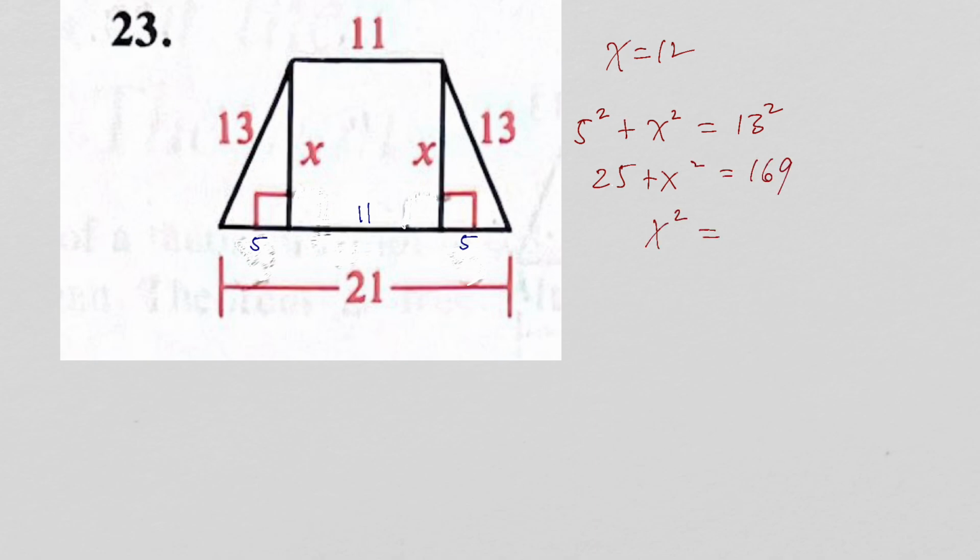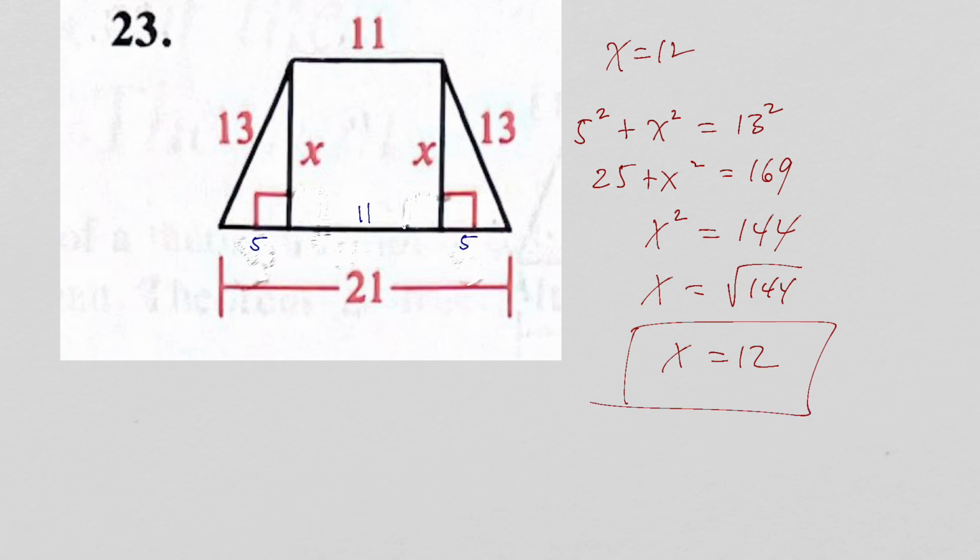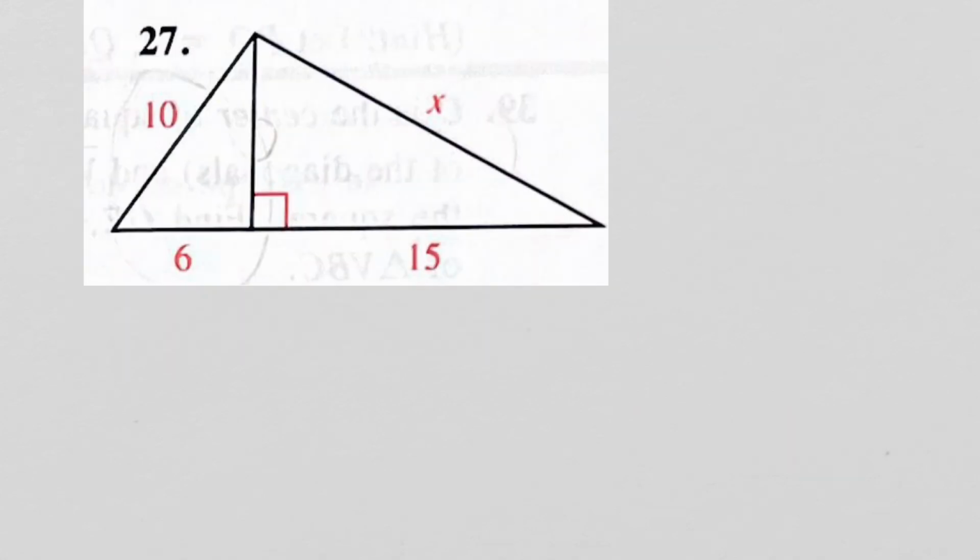So x squared must be 144, so x is the square root of 144, so x is 12. Okay, to find x, we need to know this side because that's a triangle. But we can find this side from this triangle. If this is a right angle, then this is a right angle. So we'll call this y. I don't call it x because that's already used.